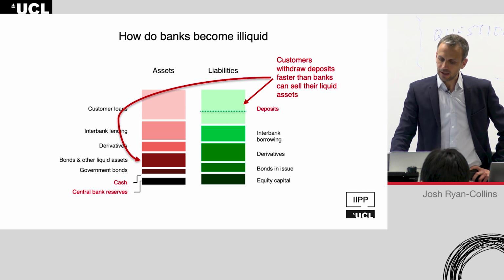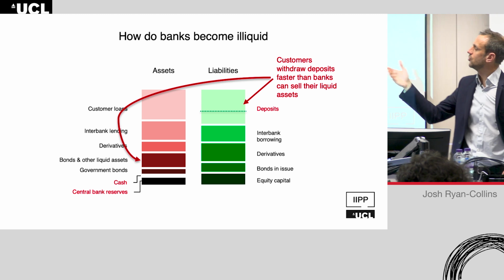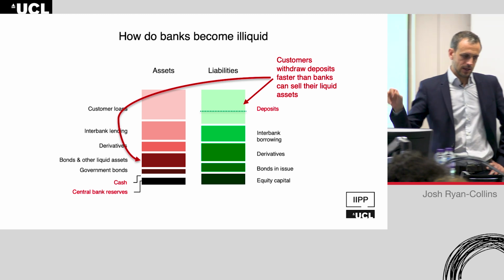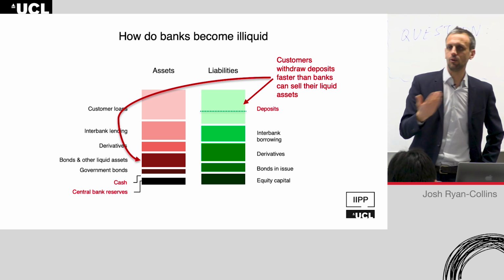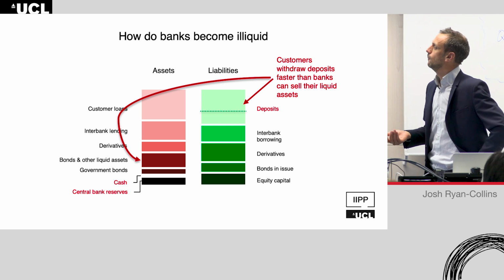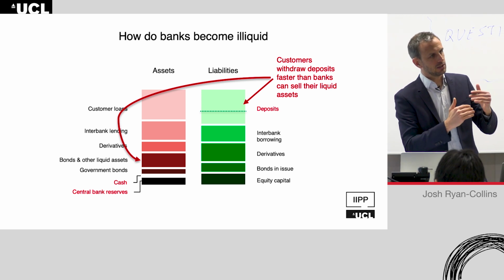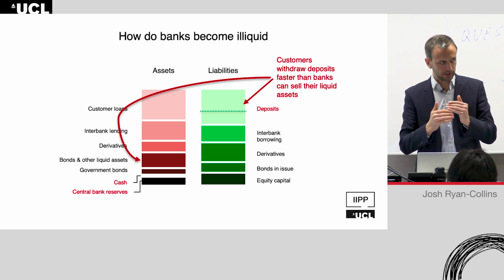How do banks become illiquid? Well, in that case, customers withdraw deposits at a faster rate than banks can sell their liquid assets, bonds for example, that hold government bonds or corporate bonds, which means the bank can't reduce the asset side of its balance sheet as fast as the liability side of its balance sheet is falling.